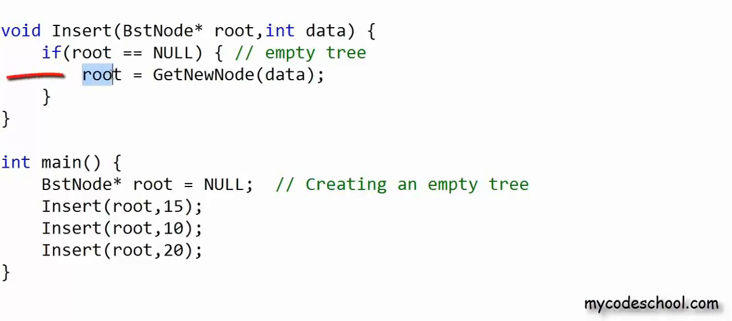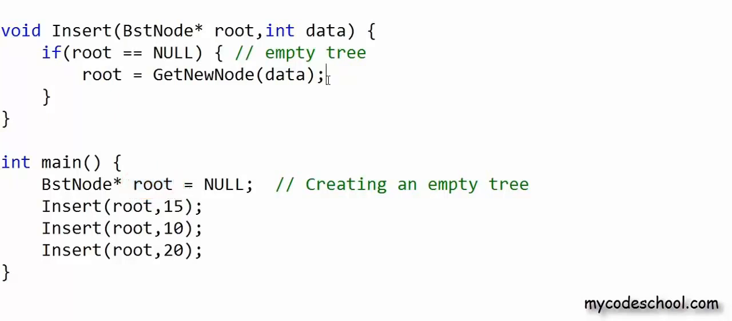With this statement, root equal get new node, I'm setting root as the address of the new node, but there is something not alright here. This root is a local variable of the insert function, and its scope is only within this function. We want this root in main to be modified. This guy is a local variable of the main function. There are two ways of doing this.